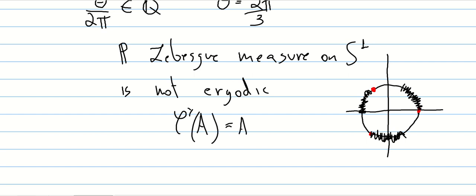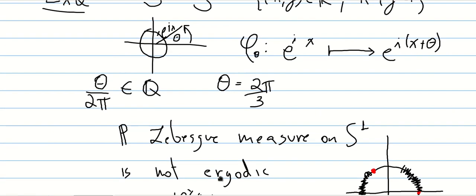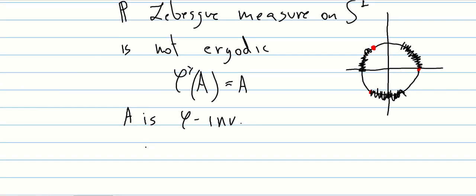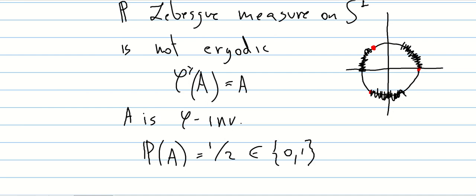This is going to give A. It's going to rotate this point to this point, this to this, and all the intervals are going to be sent to the next interval, and all the holes are going to be sent to the next holes. Actually, phi is a bijection. So A is invariant with respect to phi. But what is the Lebesgue measure of A? It's 1/2, which is of course not in {0, 1}.